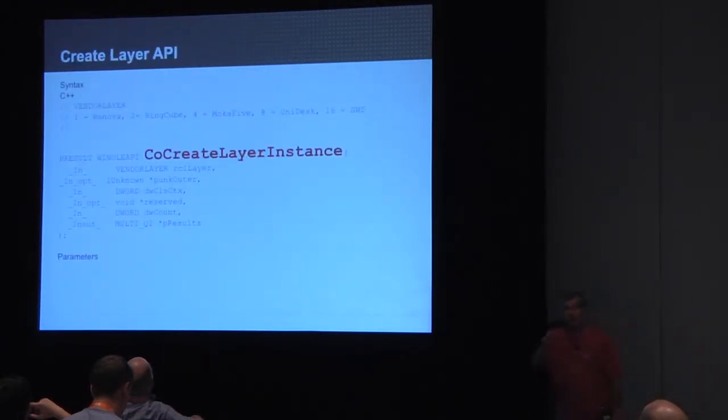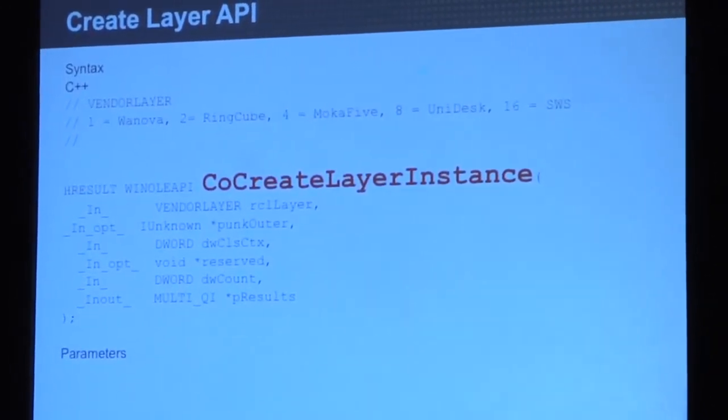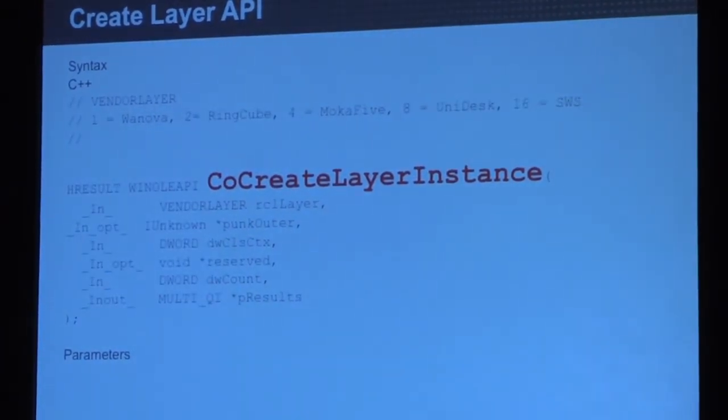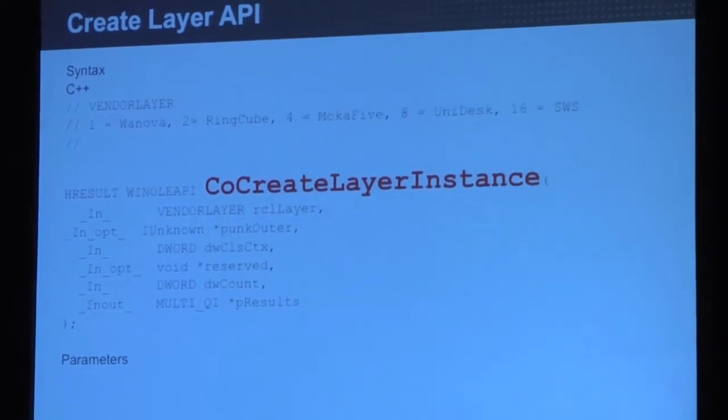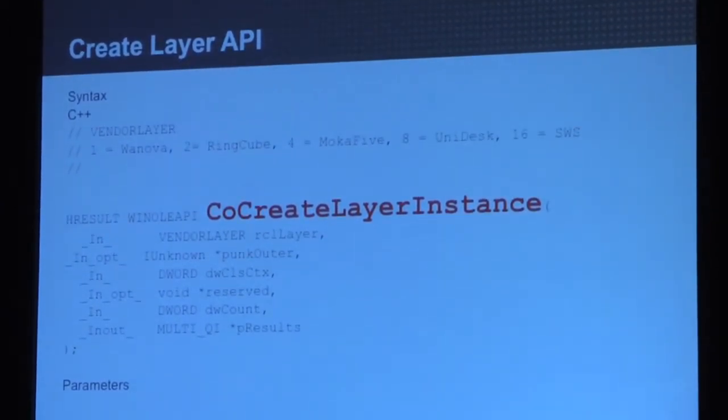So we're going to go into a little bit of programming here. I'm looking for audience reaction. There's only one programmer in the place. So we have the CoCreateLayerInstance API, right, Tim? And you pass in a vendor layer, either Wanova, RingCube, Mokafive, Unidesk. The Symantec layers is actually called SWS. Is that pretty much it?